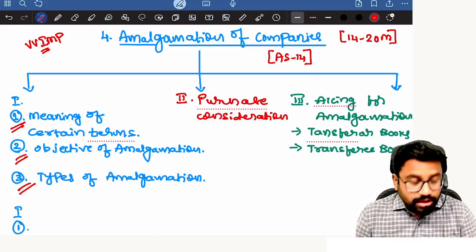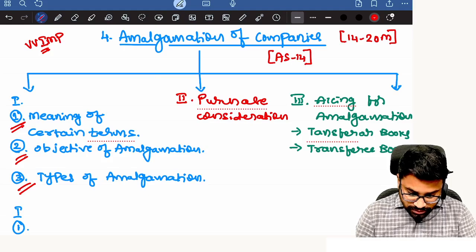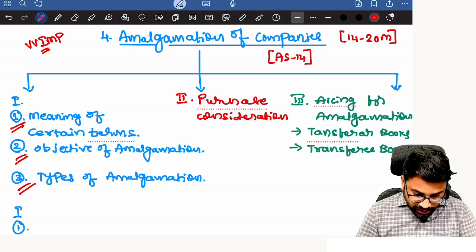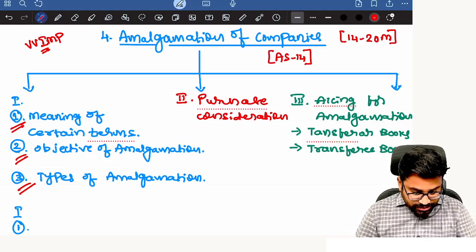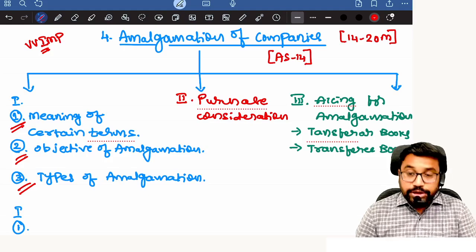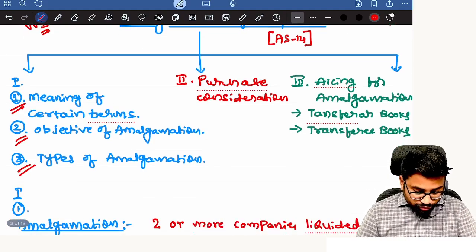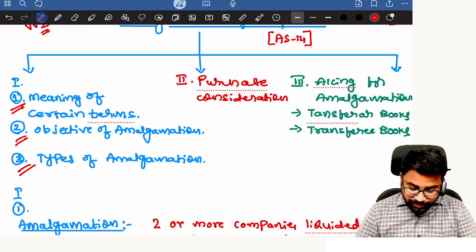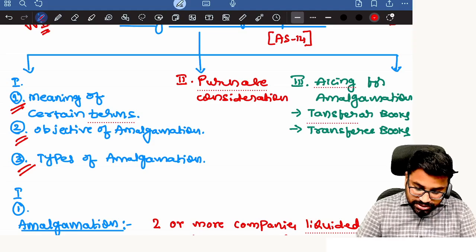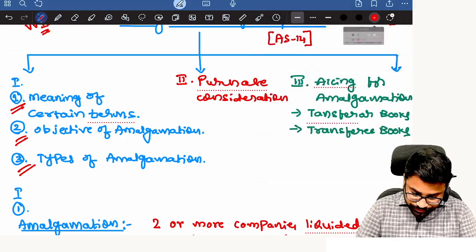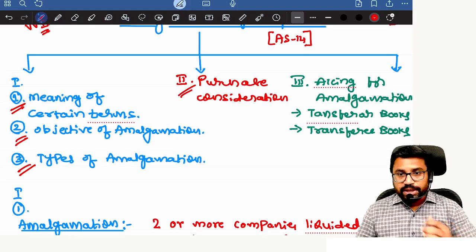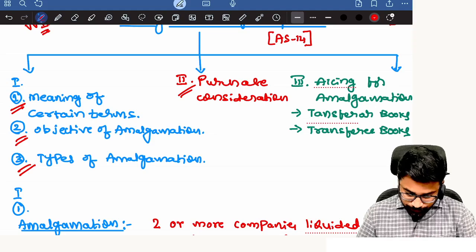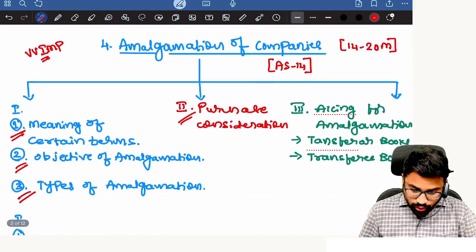We are discussing amalgamation of companies. In amalgamation of companies, we have discussed part 1 and part 2, that is meaning of certain terms, objective of amalgamation, types of amalgamation, and purchase consideration calculation. And regarding purchase consideration calculation, we have solved some questions also. 4 questions we have solved.